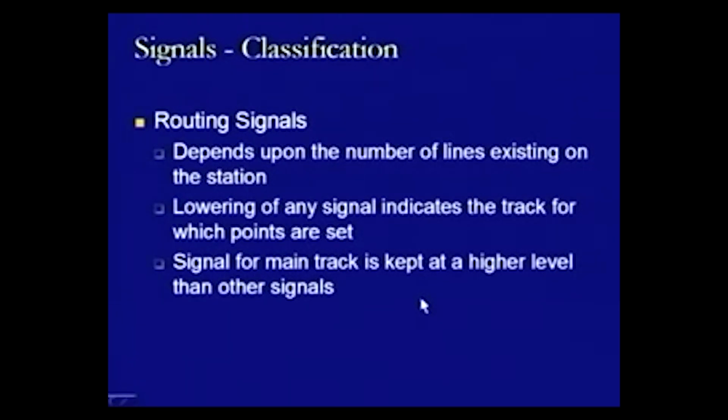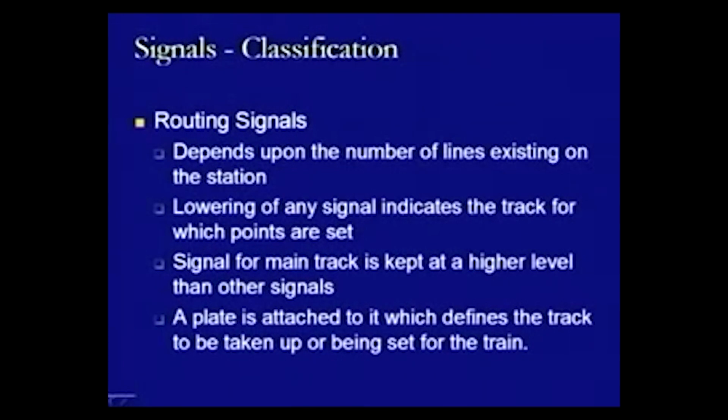The signal for the main track is kept at a higher level than other signals. Now, if all the signals of our routing condition have been placed on the same post, then the signal related to the main track will be kept at a higher level, whereas the rest of the signals which route the train on the loop lines will remain at a lower level. This basically helps the driver to understand whether we are moving on the main track or on the other loop line tracks.